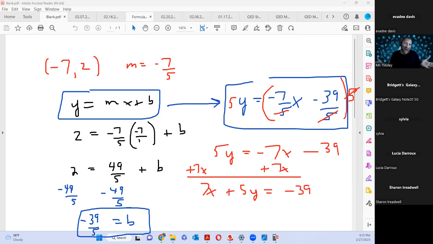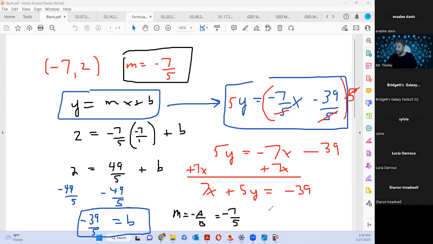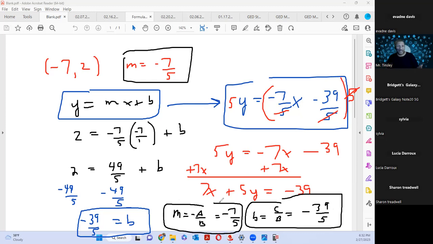Now let's check to make sure we're right. If I'm in standard form, what's the easy way to find the slope? Slope equals minus A over B, equals minus 7 over 5. Is my slope minus 7/5? Yep, that's what it is. I told you my y-intercept is C over B, which is negative 39 over 5. Is my y-intercept negative 39 over 5? Yes, it is.